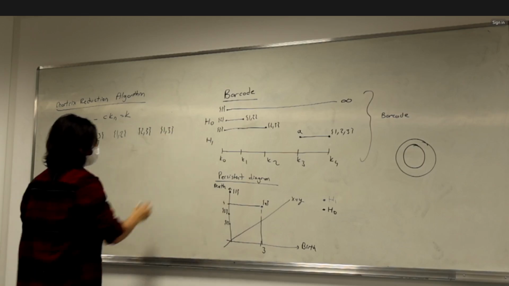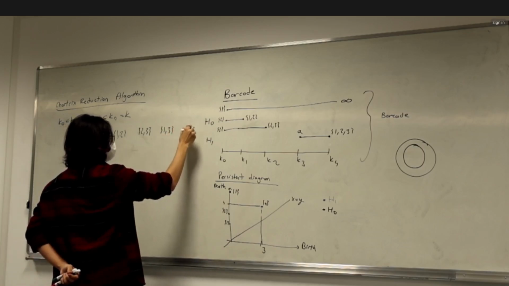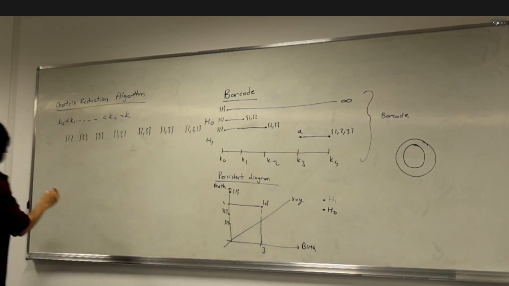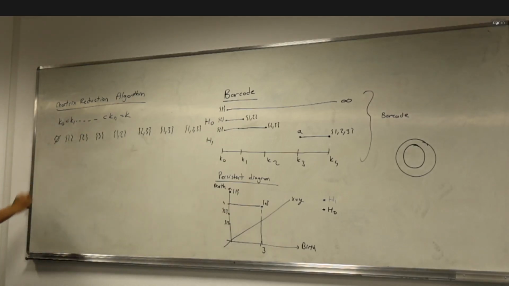And the last one that occurs is 1, 2, 3. And we put the empty set here just for the definition. So we put them in the same order in the vertical direction too. So we have 1, 2, we have 2, 3, we have 1, 3.